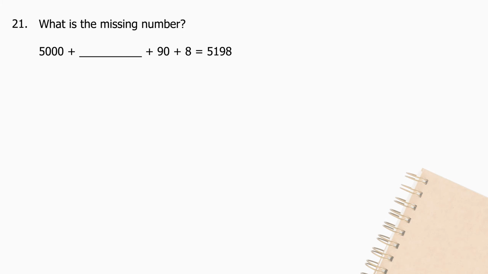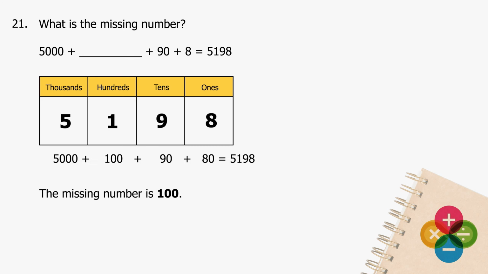Question 21. What is the missing number? Add 5,000 to missing number to 90, and to 8, and the sum is 5198. The missing number is 100.